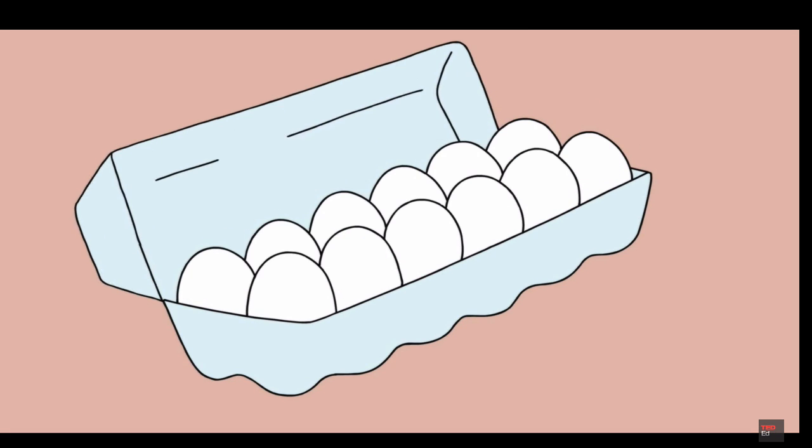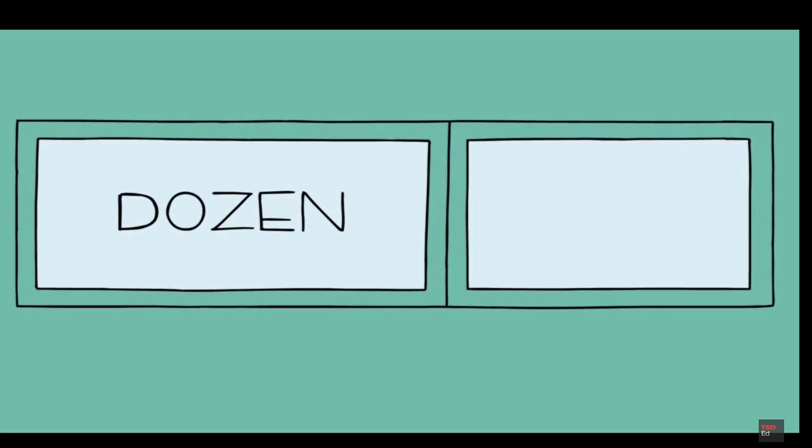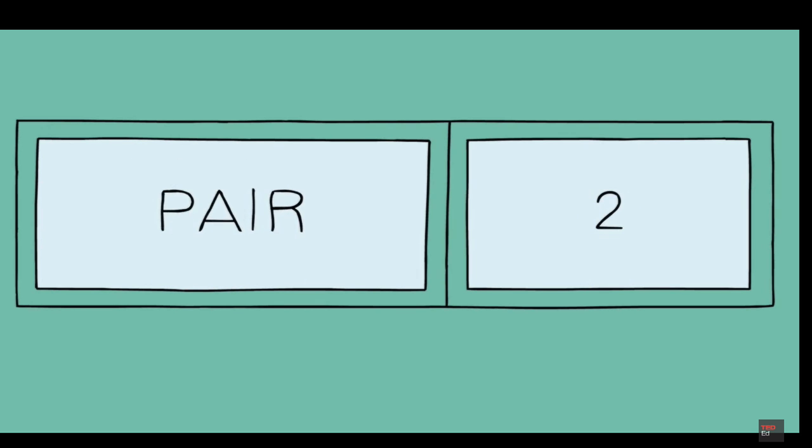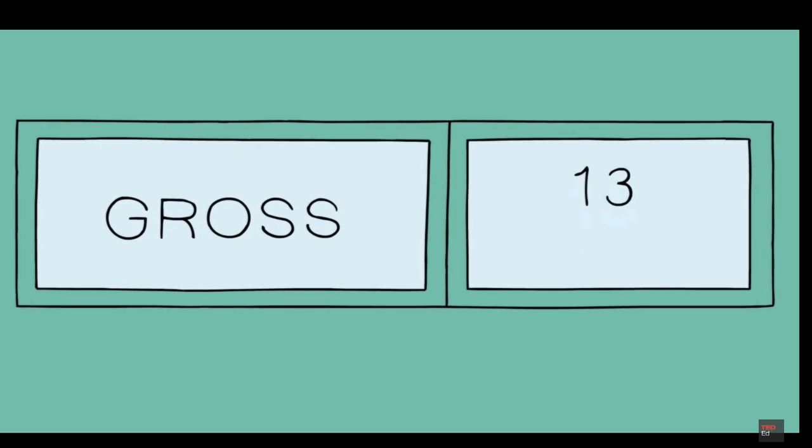When you buy your eggs, you buy a dozen eggs. When we hear the word dozen, we probably think of the number 12. We also know that a pair is 2, a baker's dozen is 13, a gross is 144, and a ream of paper is, anybody? A ream is 500.